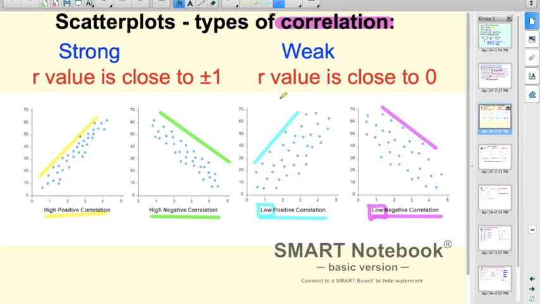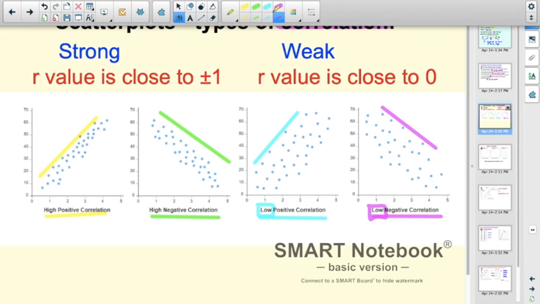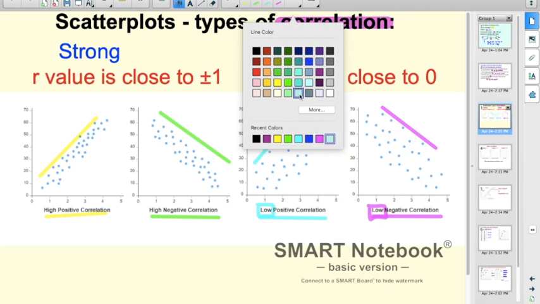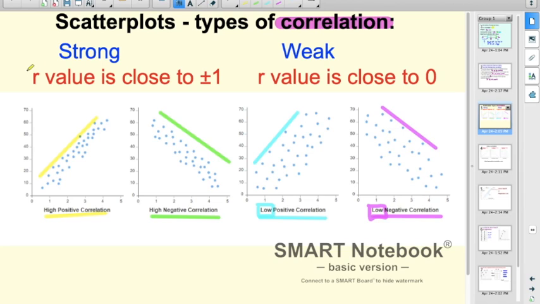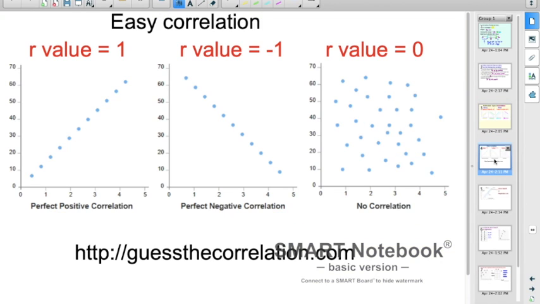Okay. So the stronger the correlation you have, let's choose pink. The stronger the correlation, the closer your R value is to 1. And the weaker the correlation, the closer it is to 0. So here's your easy correlation definition. The way we define correlation is by the letter R. Anytime you see the letter R, it means the correlation value.